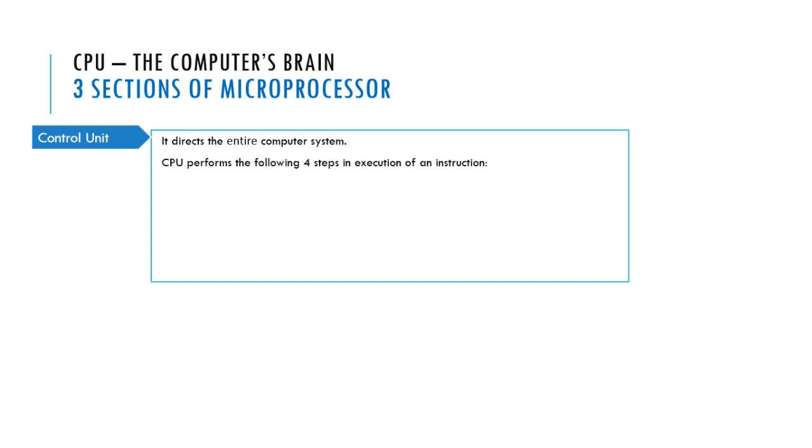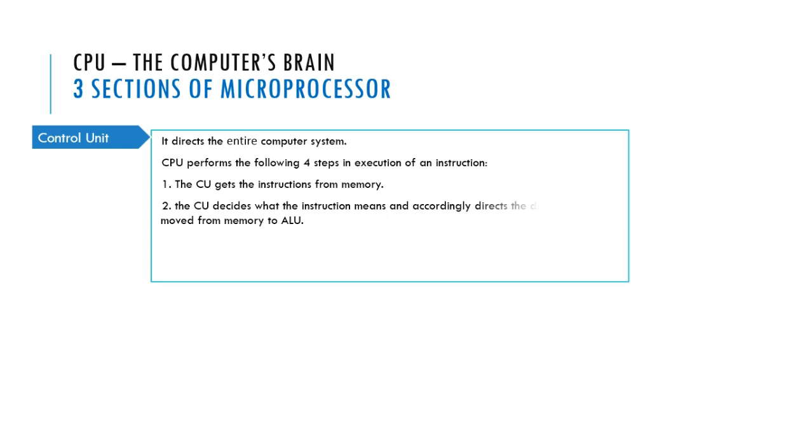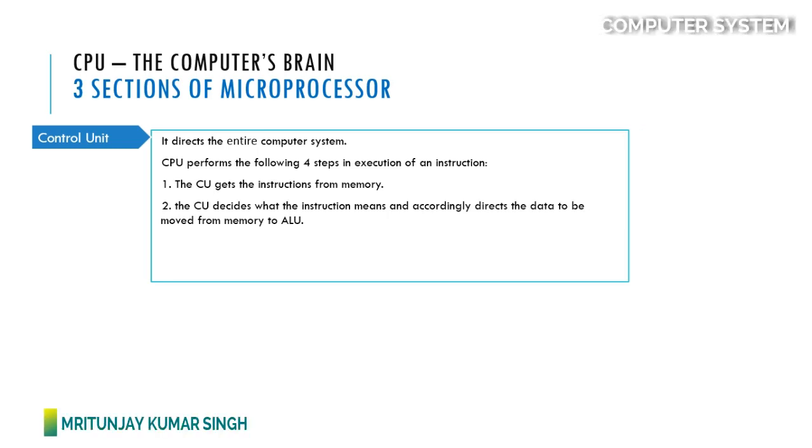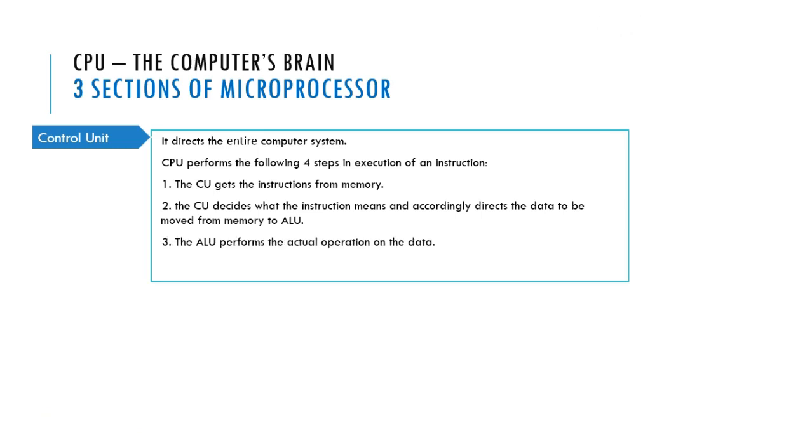The CPU performs the following four steps in the execution of an instruction. Number one, the CPU gets the instruction from the memory. Number two, the CPU decides what the instruction means. Accordingly, it directs the data to move from the memory to the ALU. In the third step, the ALU performs the actual operation on the data. And after that, in the fourth step, the result of the operation done by the ALU is stored in the memory or the registers.